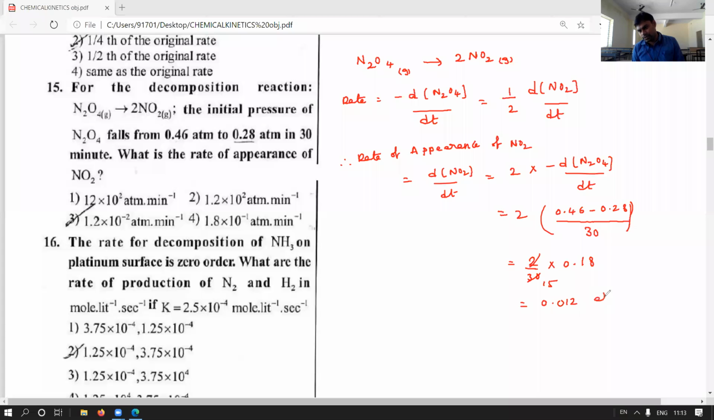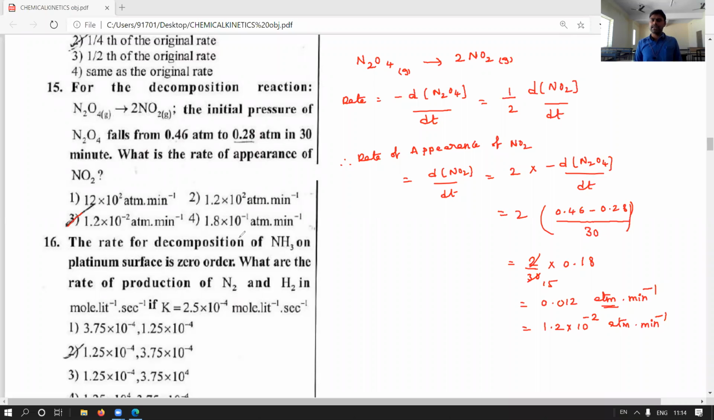Actually, here pressure they gave, that's why the units for rate become atmospheres. Instead, in terms of concentration, mole per liter minute inverse will come. So 0.012 is nothing but 1.2 into, according to the options, 10 to the power of minus 2 atmosphere minute inverse. Then the correct answer is the third option.